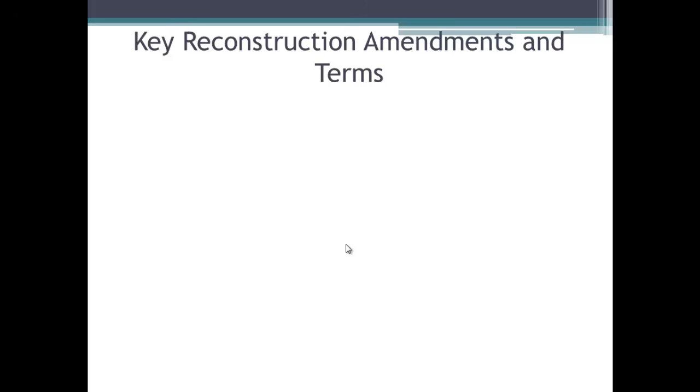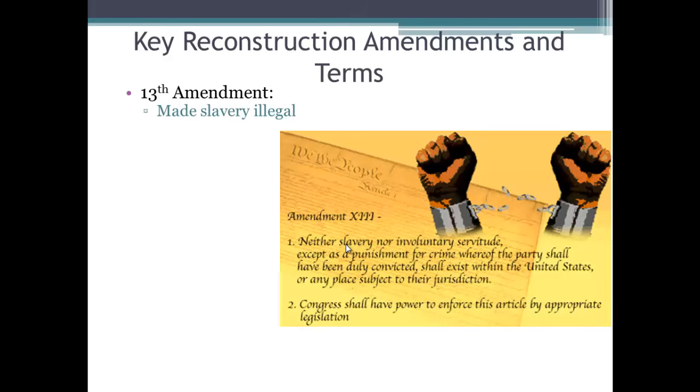Okay, we're going to throw three amendments at you and some key terms. The 13th Amendment made slavery illegal. This was pushed by Lincoln. If you've seen the movie Lincoln, that's what the entire movie is about.